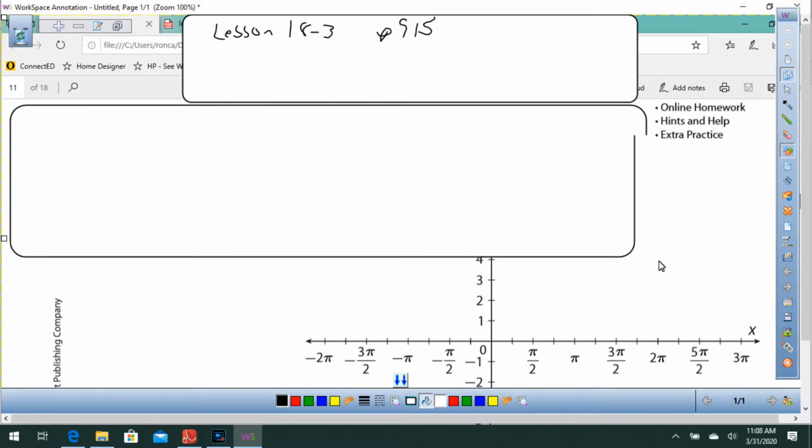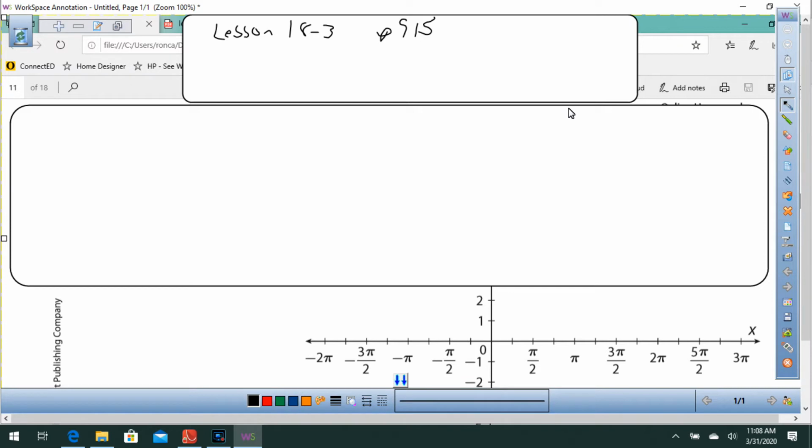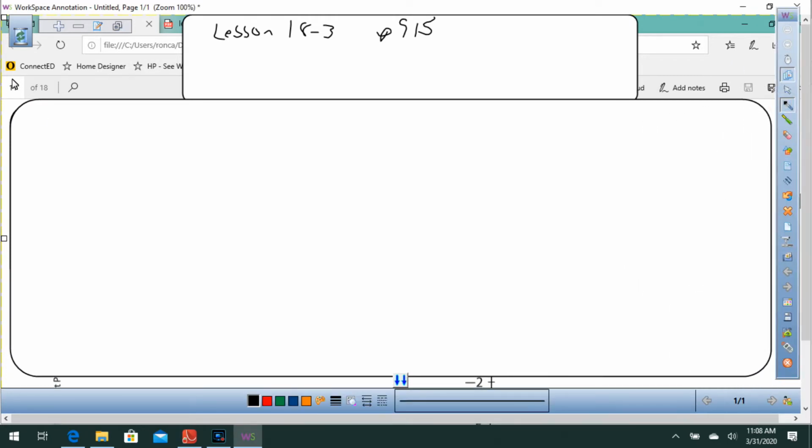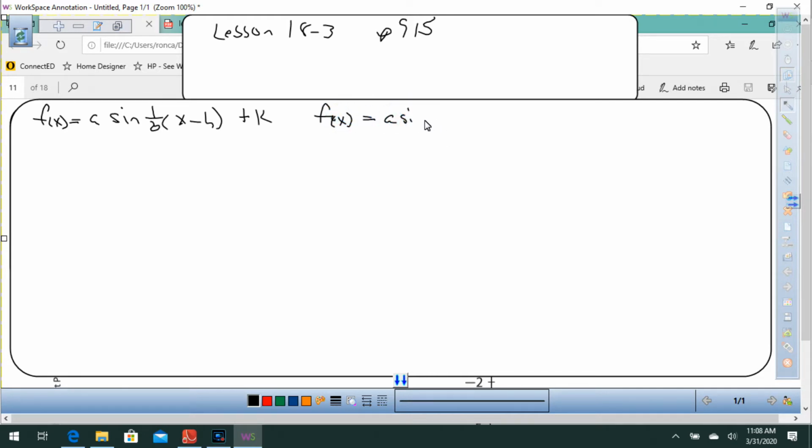I probably need to give you a little bit of notes. So let's do that. Probably gonna need more room than that. So we'll do it like this. We have f of x equals a sine 1 over b, x minus h, plus k. For cosine, it's f of x equals a cosine 1 over b, x minus h plus k. And for tangent, f of x equals a tangent 1 over b, x minus h plus k. Okay, so what does A do?